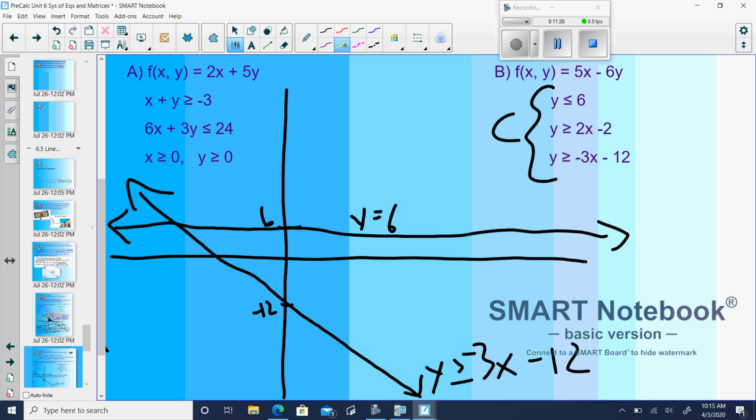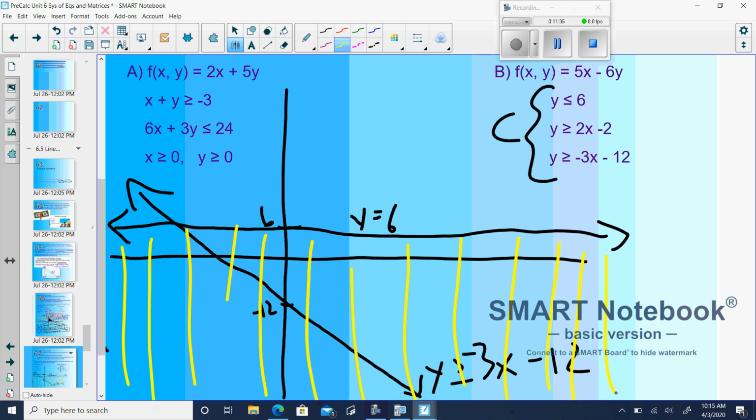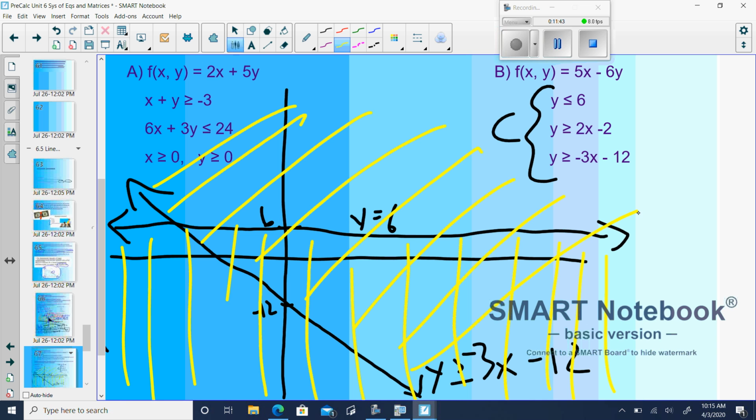And you say, well, what do you mean, Mr. Y? You just drew a line. How do we know? It's because we're shading down here to prove it. We want y is less than or equal to 6. We also want that y is greater than or equal to negative 3x minus 12. And we want that y is greater than or equal to 2x minus 2. So minus 2 is going to be up here, and 2x, so our slope is going to be positive. So we're coming up right through here. And we want greater than or equal to, so we want above.